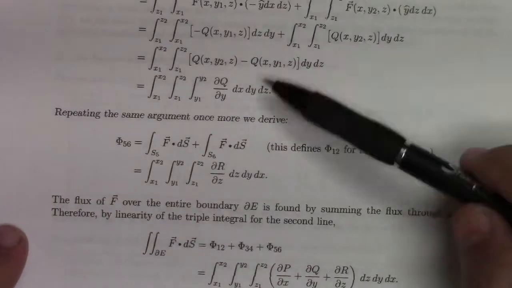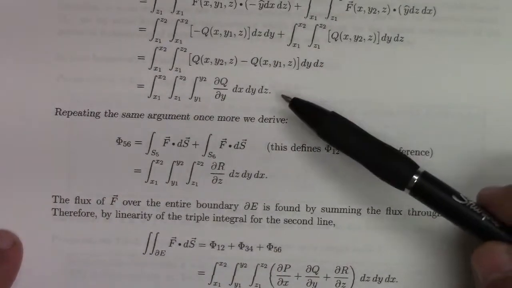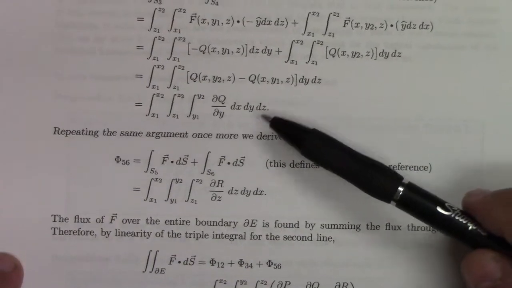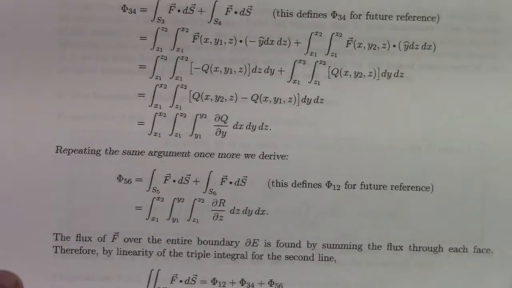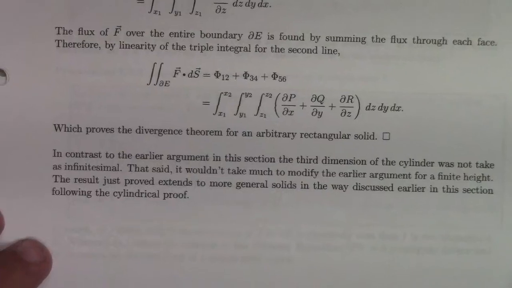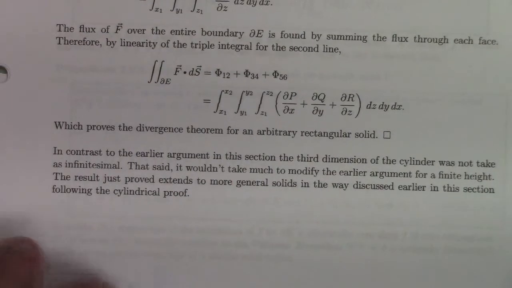You need 3 times for each pair of faces. Each pair of faces picks up a derivative of the corresponding dimension. And put it all together, that gives you the divergence theorem for a rectangular solid. So yeah.